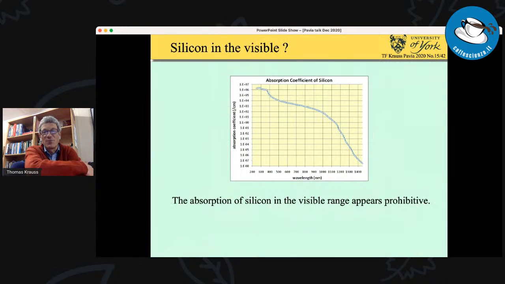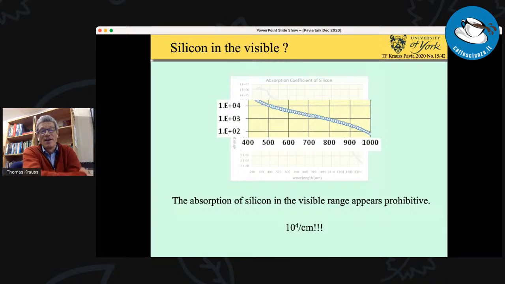Well, here's the absorption of silicon. And if you can't read the numbers, I'll zoom in in a second. But we all know silicon in the visible is terrible. We use it for solar cells because silicon absorbs light in the visible very well. And here's a zoom in, and if you go to 500 nanometers, so between 500 and 600 nanometers in the green, the absorption coefficient of silicon is 10 to the 4 per centimeter. That's a huge number.